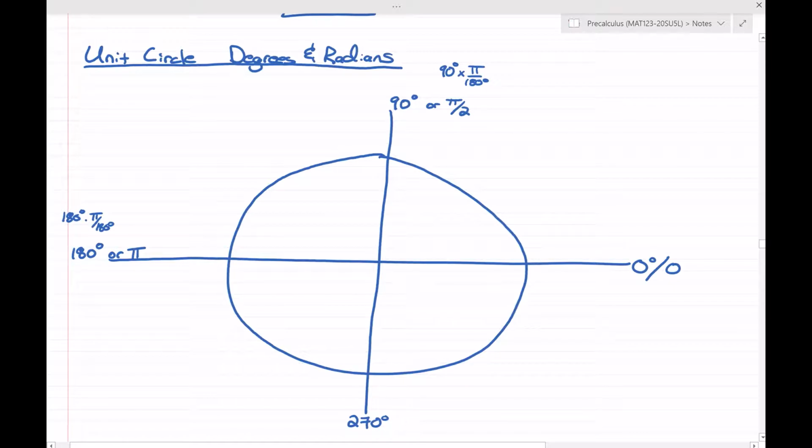270 degrees, I'm going to multiply 270 by pi over 180. And we saw this before. This is the same thing as just 3 pi over 2. And that gives us degrees and radians for our quadrantal angles.